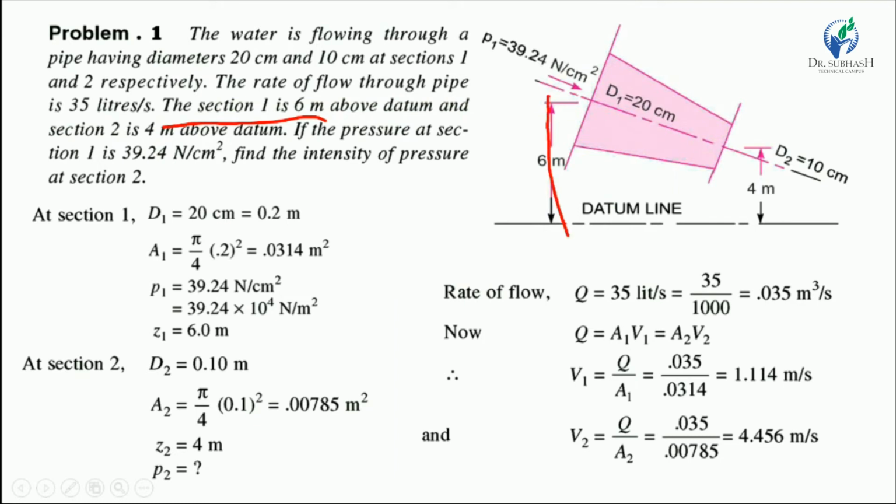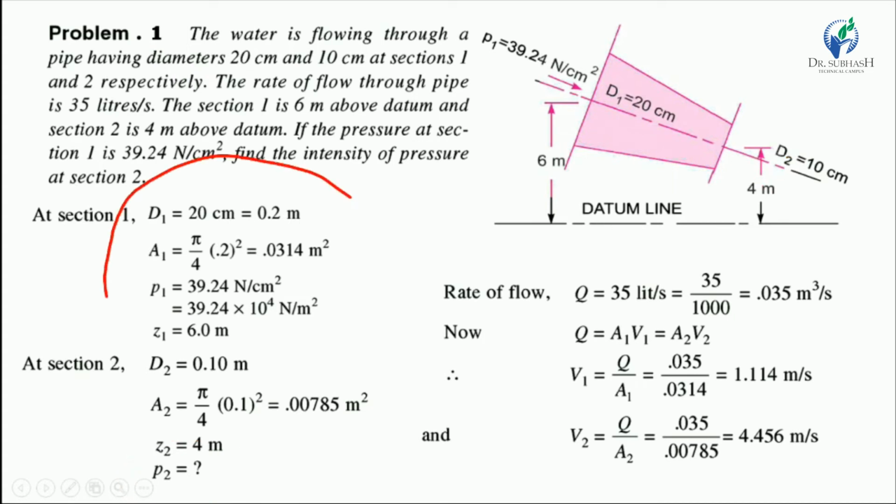The center of section 1 is 6 meter above the datum line, and similarly section 2 center is 4 m above the datum line. If the pressure at section 1 is 39.24 Newton per centimeter square, then find the intensity of pressure at section 2. So we have to find out the pressure intensity at section 2.